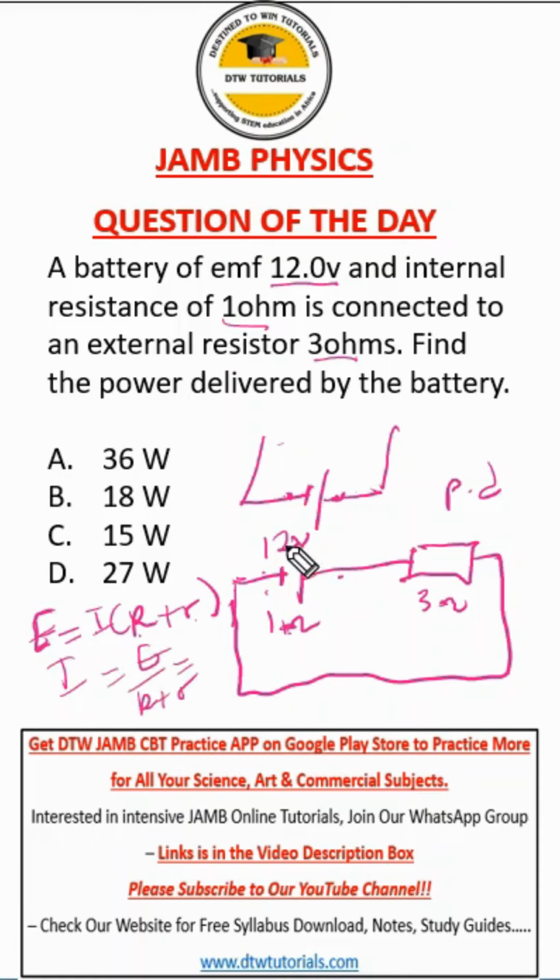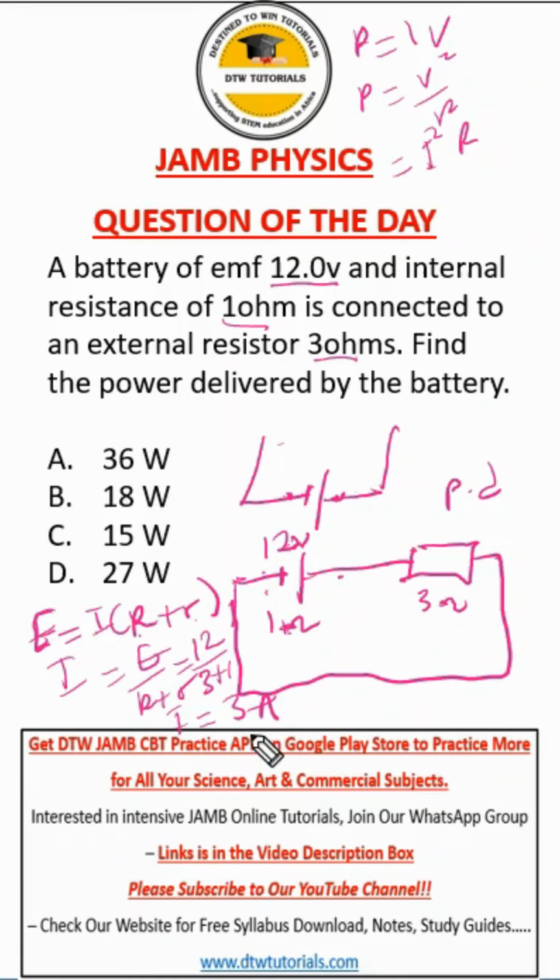So what is E? E is 12 volts, that's the volts of the battery. So that's 12 over the external resistance, 3, plus the internal, which is 1. So we have 12 over 4, and 12 divided by 4 gives us 3. So our current is 3 amperes. Now we're not stopping there, because we're looking for the power delivered. Remember our formula for power: power is either P equals IV, or P equals V squared over R, or P equals I squared R. I think the best formula to use here is I squared R.